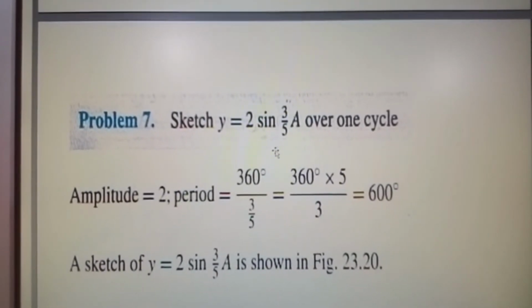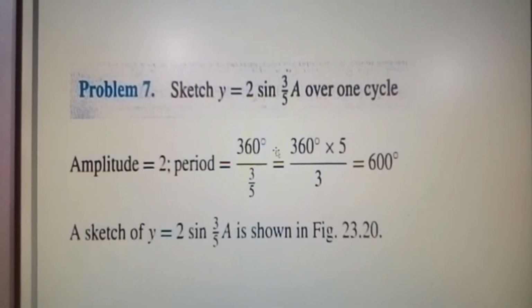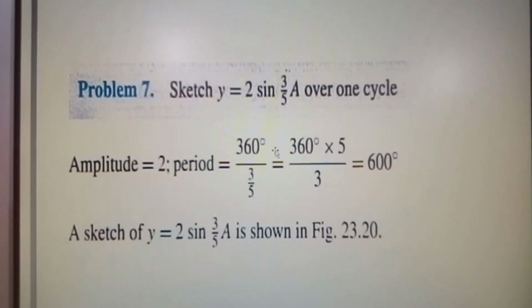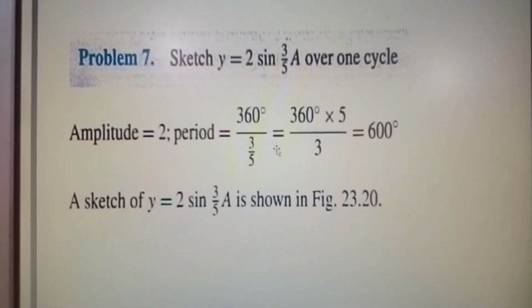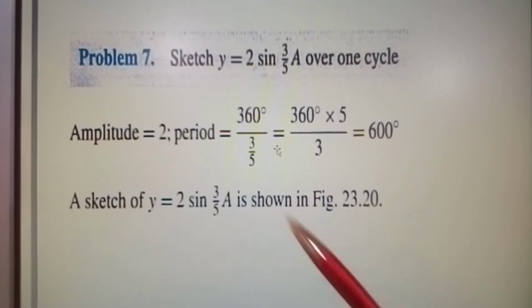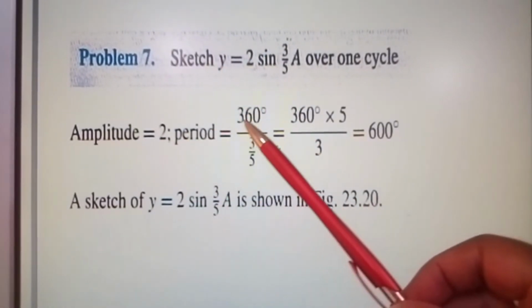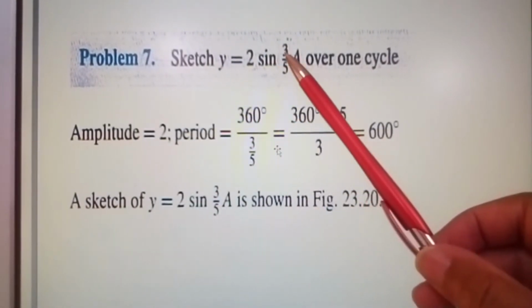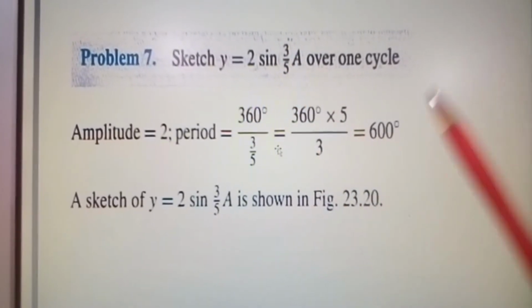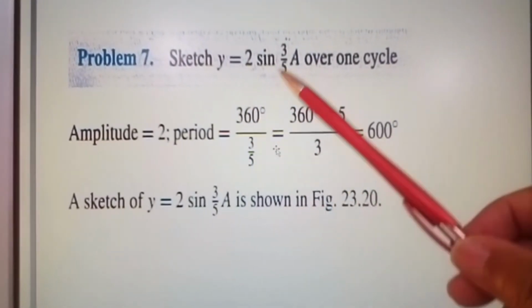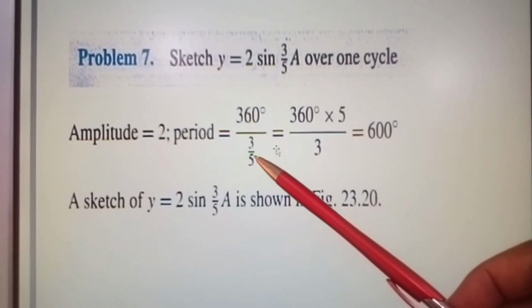Thank you. Now, problem 7. Sketch y equals 2 sine 3/5 A over 1 cycle. Here we've taken amplitude equals 2, which comes from here. Period equals 360 divided by 3/5, because we know the cycle has to be 360.